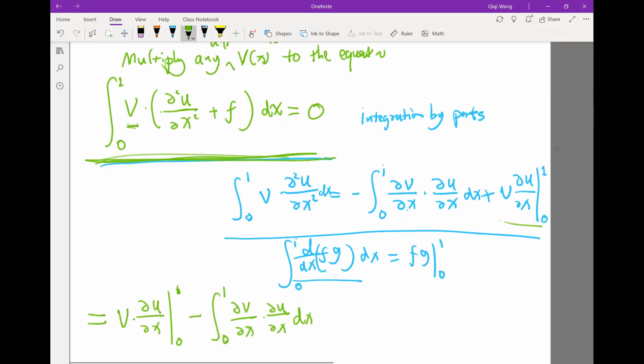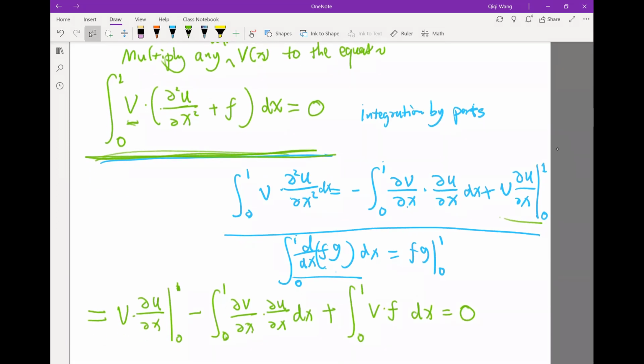Okay, and then the remaining term, I just keep here, v times f times dx. That has to be equal to 0. All right. Okay. And here, I actually want to get rid of the boundary term.